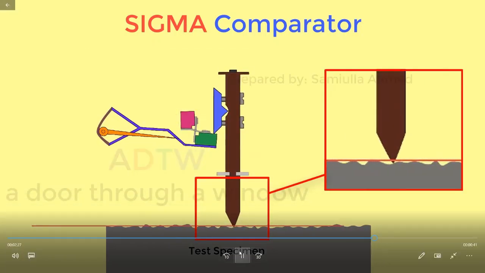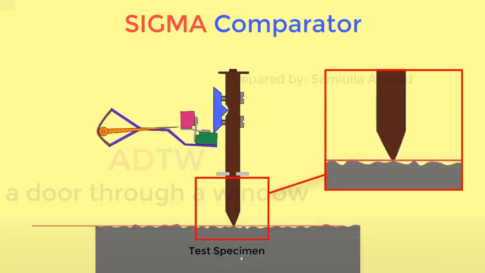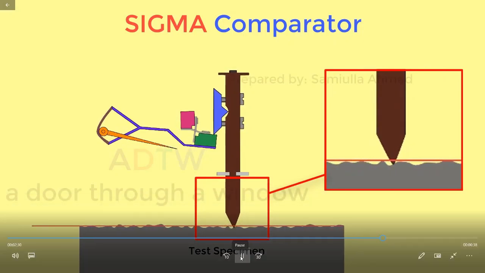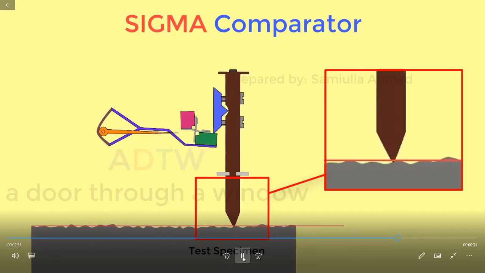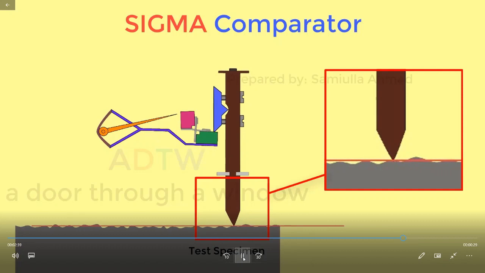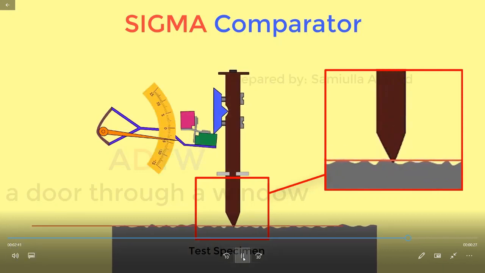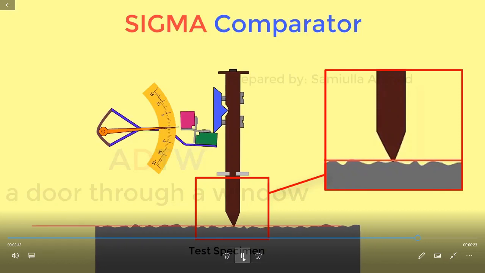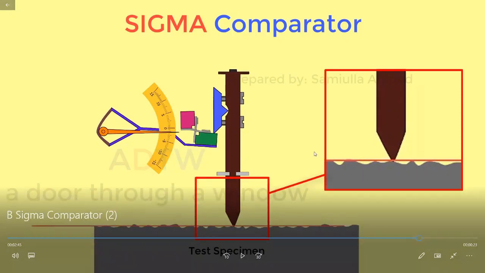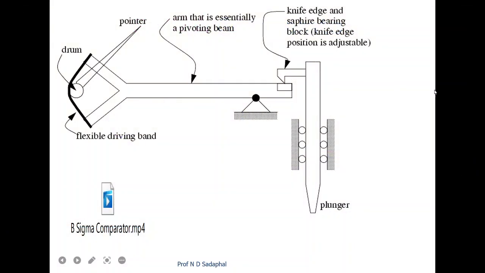The lowering or rising of the plunger will make the knife edge move up or down, and this makes the movable block deflect, which in turn deflects the Y arm, which turns the drum, and this results in the movement of the pointer, which shows the reading on the calibrated scale. This is how the sigma comparator works.